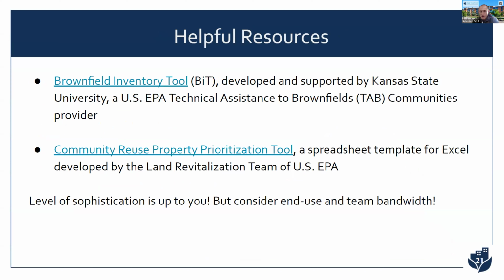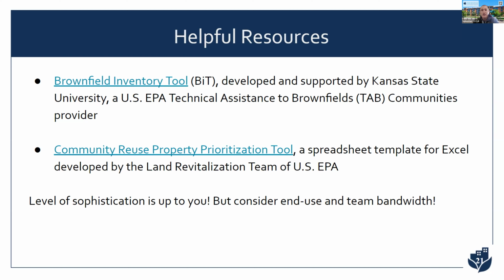Okay, just quickly about some tools to help. And again, we talked that the brownfield inventory can be as simple as a spreadsheet. So we have an example here of the Community Reuse Property Prioritization Tool, which is just a spreadsheet template put out by the US EPA. But also we have an online tool, the BIT, developed by KSU, which is great to take a look at in terms of how you might inventory your types of sites.